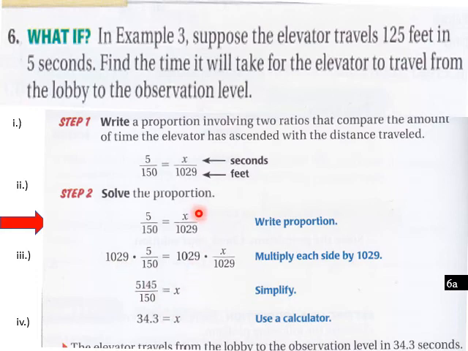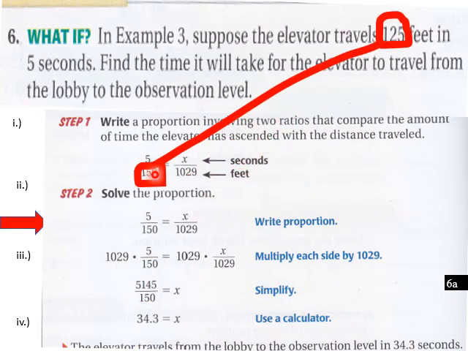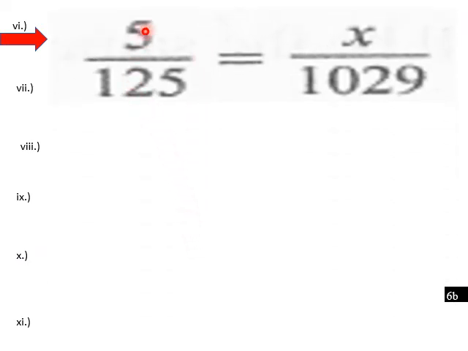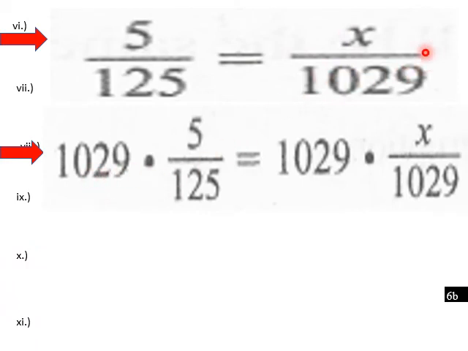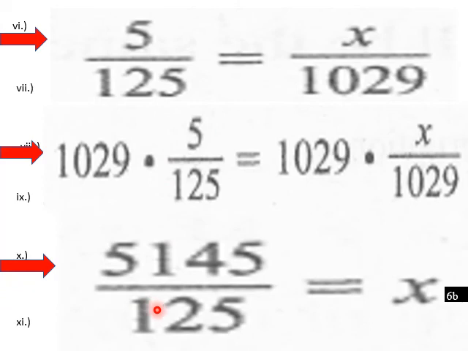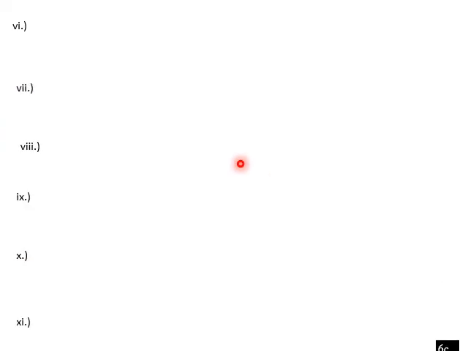Okay, guided. Let's go 125 feet in 5 seconds rather than 150 feet. This is what we did before. We're just going to plug in new values now, 125 instead of the 150. So we have 5 over 125 equals x over 1029. Then we multiply through by 1029. This will go away, and we'll have x equals 1029 times 5 over 125. Then we have 5145 over 125 equals x, and when we simplify that, we come up with 41.16 equals x. So it takes 41 seconds to get from the lobby to the observation deck.